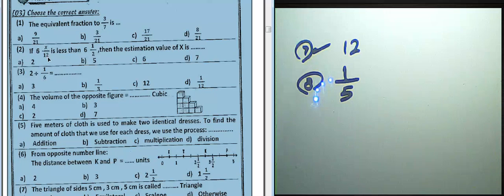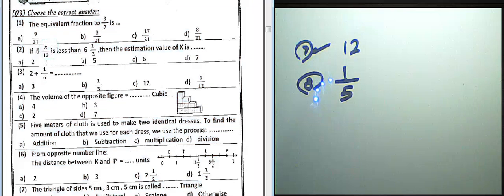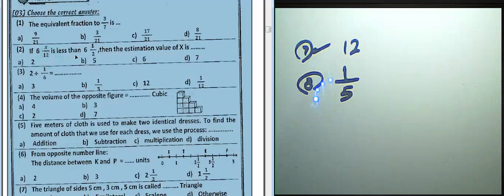Question number 2. If 6 and x over 12 is less than 6.5, then the estimation of the value of x is space. Less than half. We know 6 is half of 12. And he asked about less than. For this estimation, what must we choose? Choose the smallest number here, because 6 is equal to half. If you put 5 over 12, it is close to half.